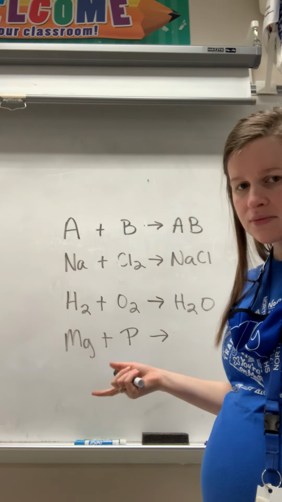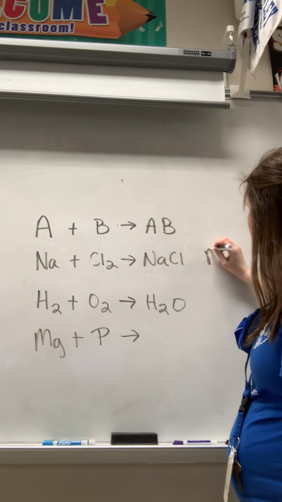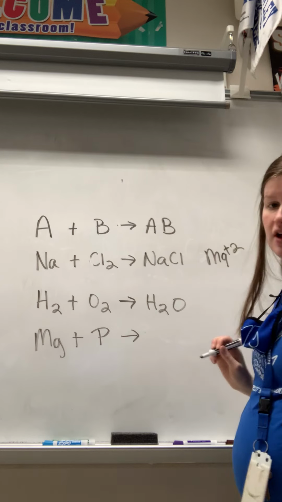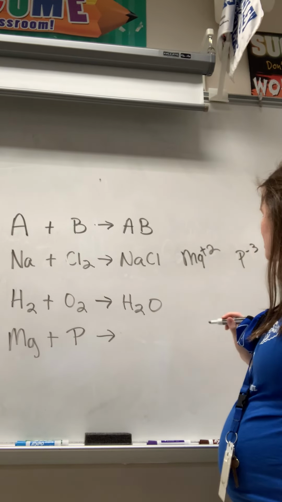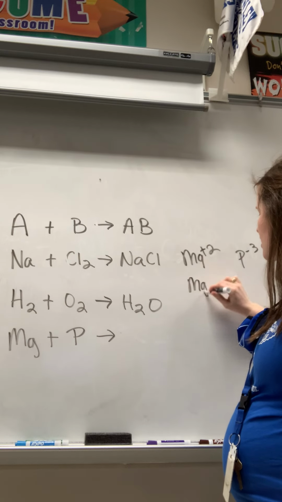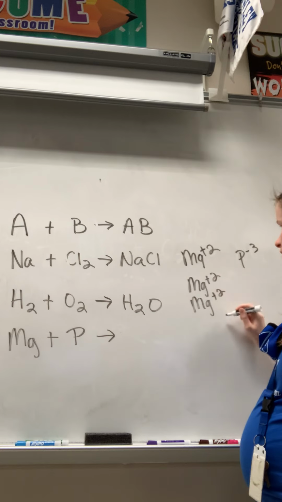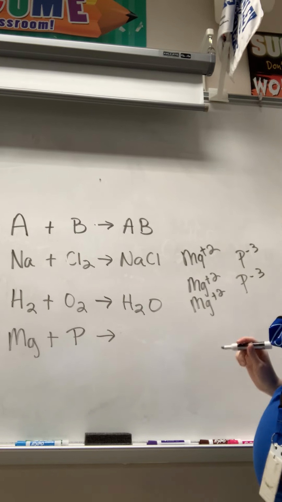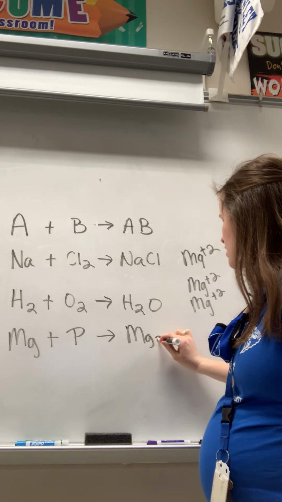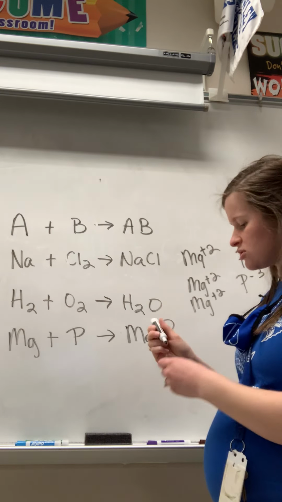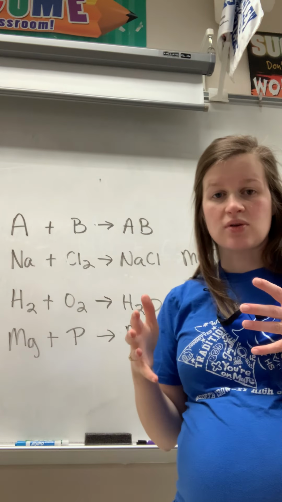And so I have to think about both their charges. So magnesium's charge is +2 and phosphorus's charge is -3. And so I need them to cancel out. So the thing that 2 and 3 have in common is 6. So I'm going to need to make magnesium get to 6, which would be 3 of them, and phosphorus to get to 6, which would be 2 of them. And so they cancel out. So I have Mg3P2. But either way, they're still combining to form just one thing. And so that's how a synthesis reaction works.